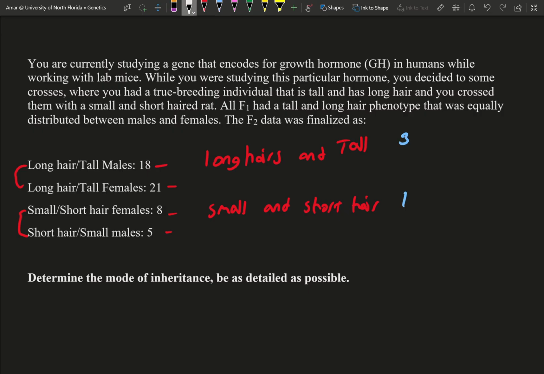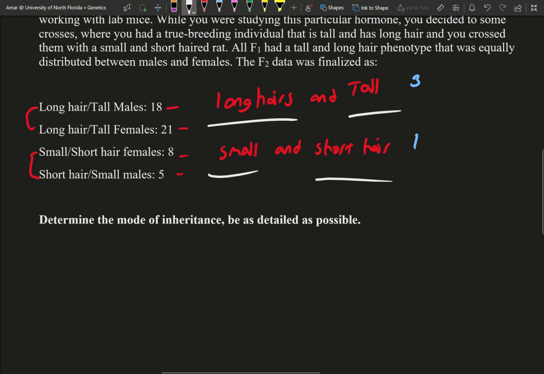And because it's a 3 to 1 ratio, and looking at the phenotypes, we're never getting a blend of phenotypes that is long hair and small, but we're also never getting a blend of phenotypes that is short haired and tall as well. So because we're never getting a different blend between these, this is also the case of pleiotropy for this particular trait. So this is pleiotropy. So hopefully that made sense.